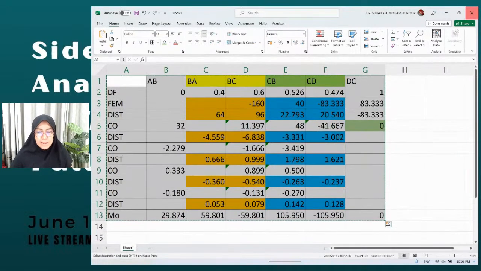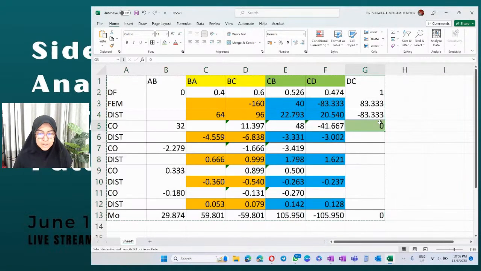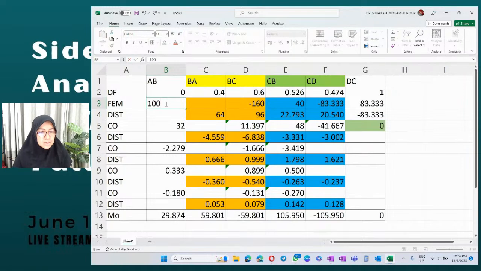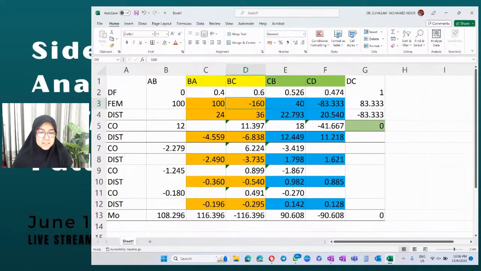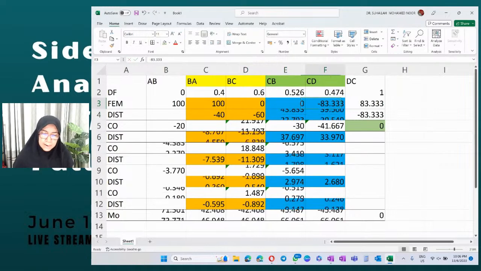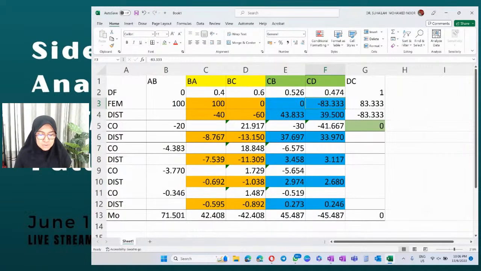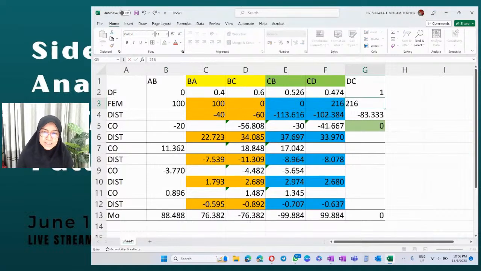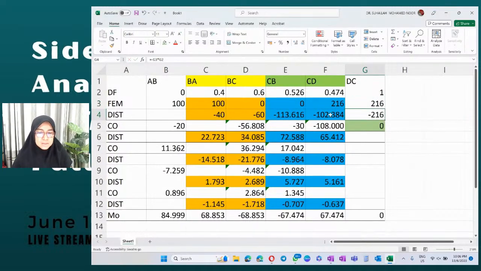Okay, so now I want to move to table 2. In table 2, we have AB positive 100, positive 100, positive 100, positive 100. CB, BC is 0, 0. CD, DC is 216, 216.